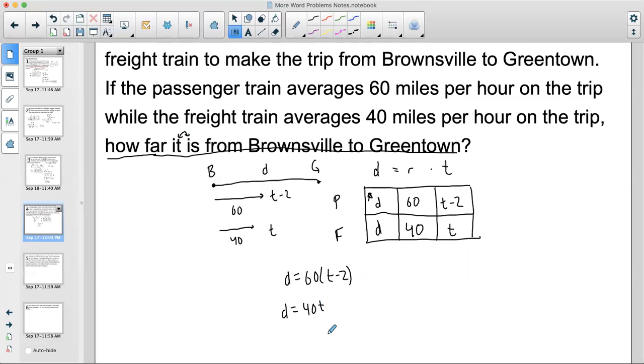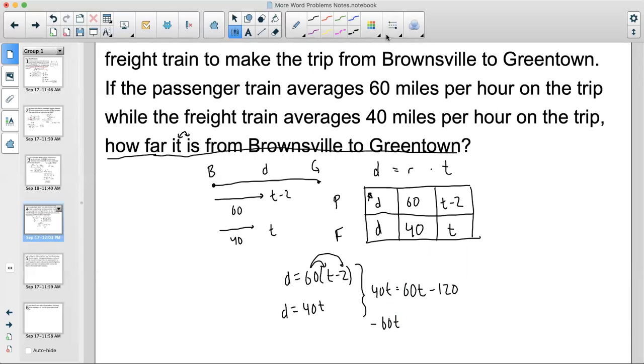And really, I'd like to eliminate T, but it's going to be hard to do that first. So I'm just going to substitute. If D is 40T and D is 60 times this, then these things must be equal to each other. So that gives me 40T equals 60 times T minus 2. I'm going to multiply this. 60 times T is 60T. 60 times negative 2 is negative 120.